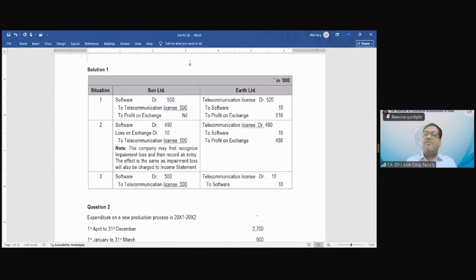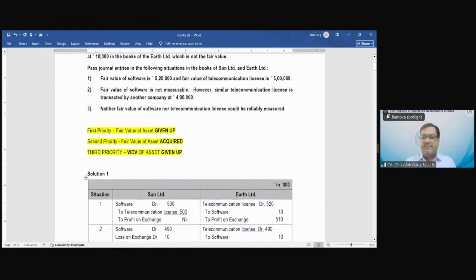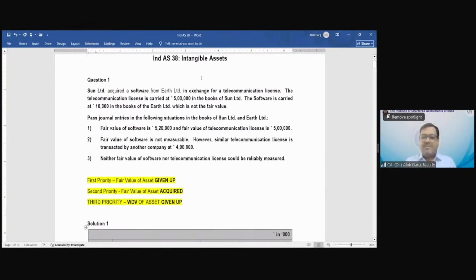Okay. Now let's go to Earth Limited. Now, Prashant, you need to answer for the first question. Fair value of software is 5,20,000 and fair value of telecom license is 5 lakh. I am talking about the books of Earth Limited. So what intangible asset is Earth acquiring? Earth is acquiring the telecom license. And what is Earth surrendering, giving up? Software. Now give me the accounting entry in the first situation, Prashant.